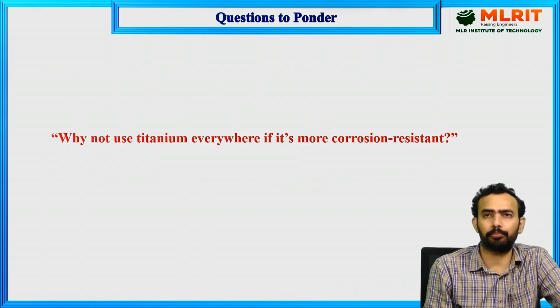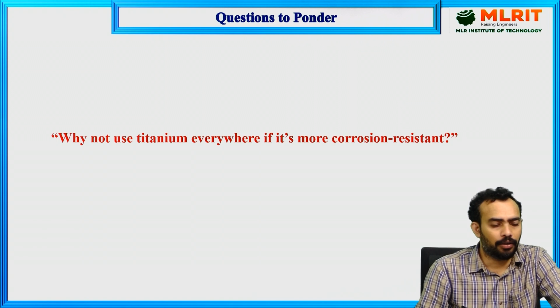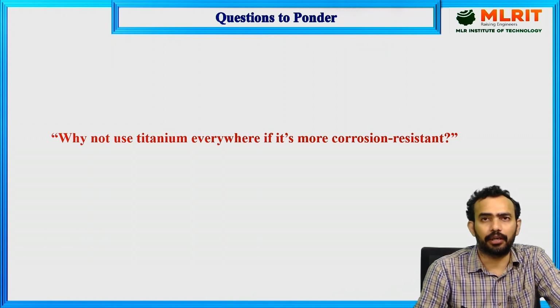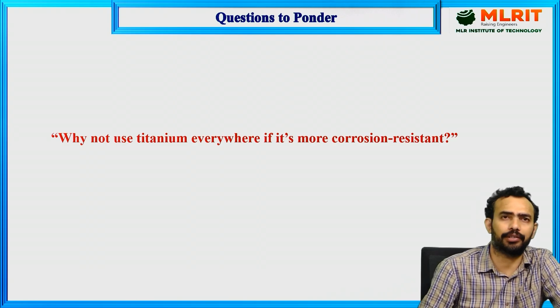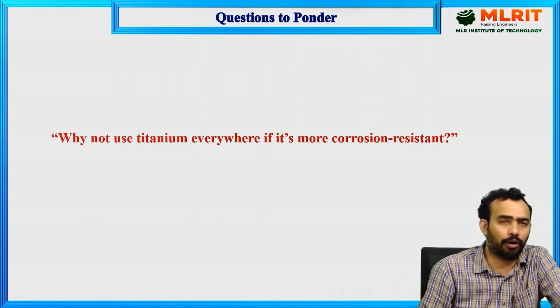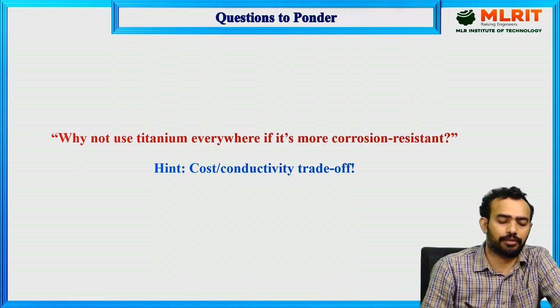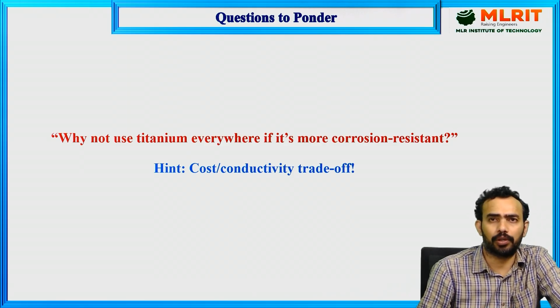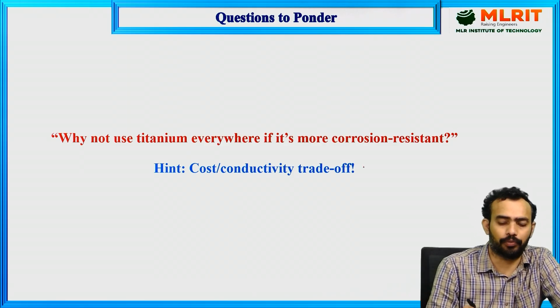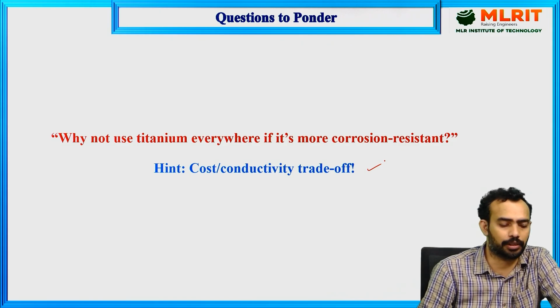And a question for the audience to ponder: why not use titanium everywhere if it's more corrosion resistant? We have seen the property comparisons, so you can ponder on this. You can reply in the chat. Why not use titanium everywhere if it's more corrosion resistant? The hint is also given here: it's a cost and conductivity trade-off. We have also discussed it in our slides.